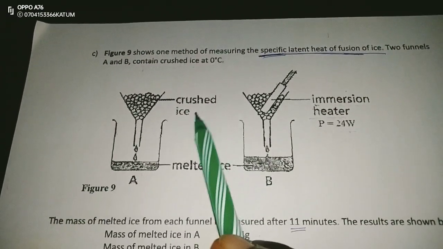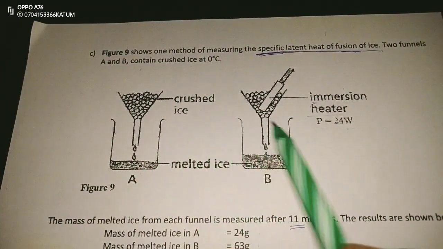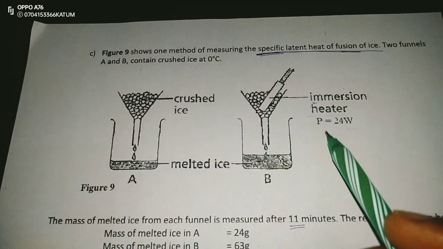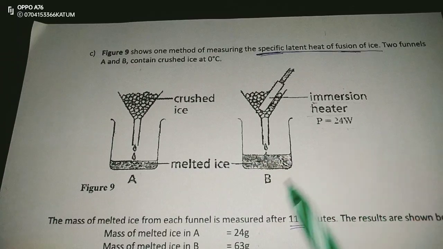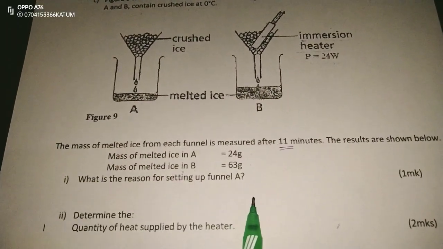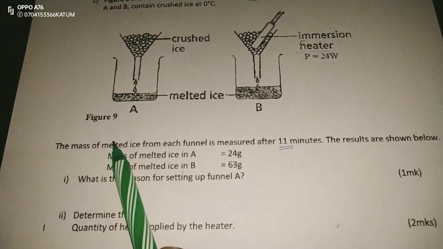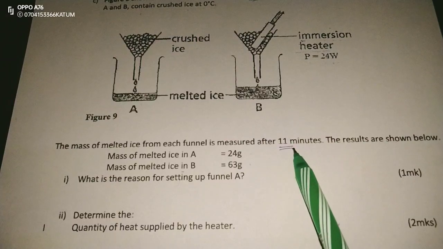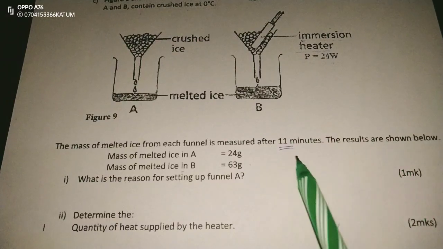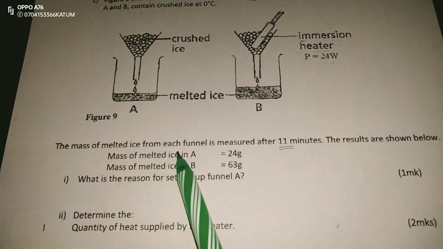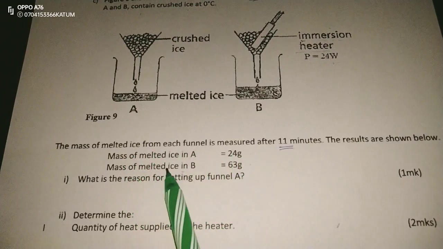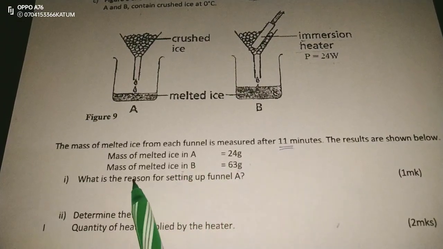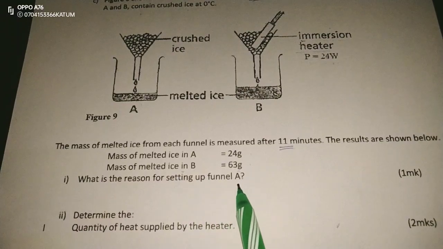So we are told there is a funnel A containing crushed ice, a funnel B also with crushed ice, but now in B there is an immersion heater whose power is 24 watts. We are further given more instructions that the mass of melted ice from each funnel is measured after 11 minutes, very sensitive. The results are shown below. So we have mass of melted ice in B, 63 grams, in A, 24 grams. What is the reason for setting up funnel A?